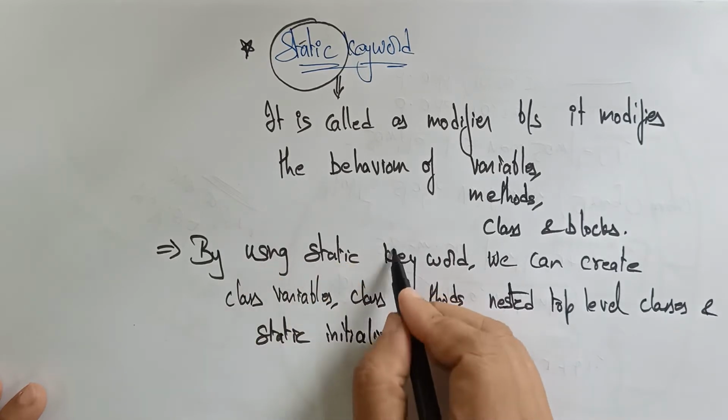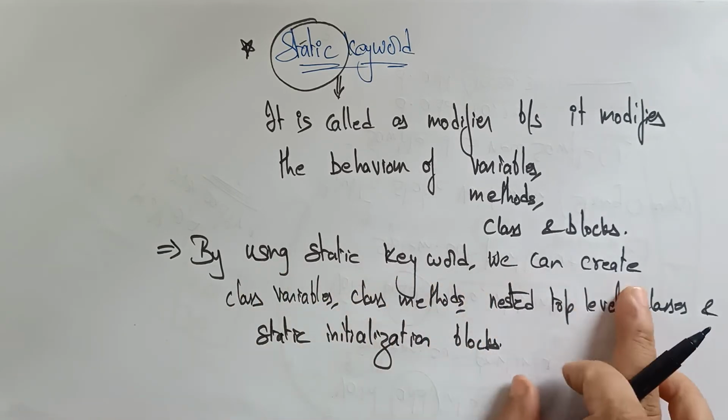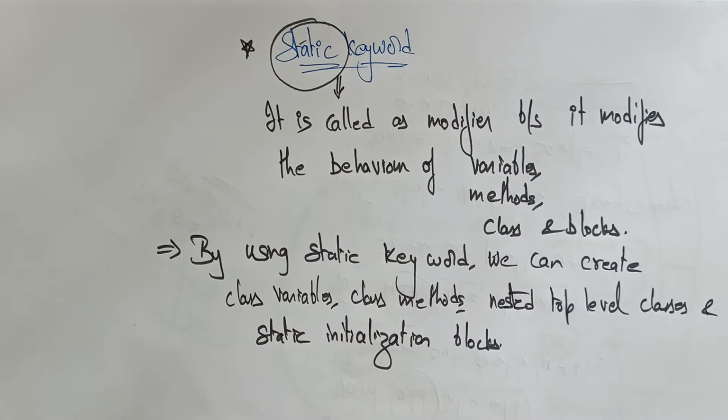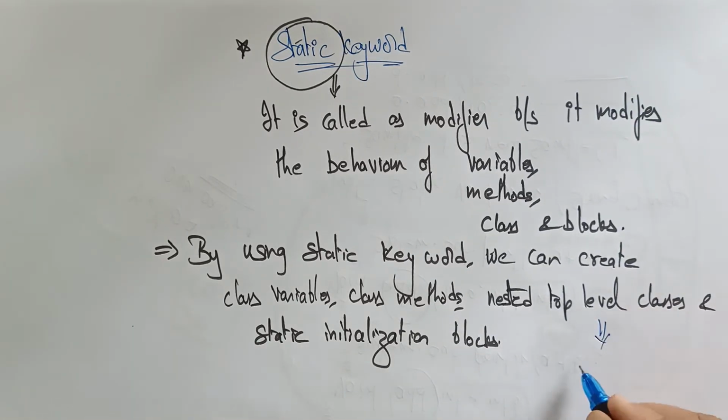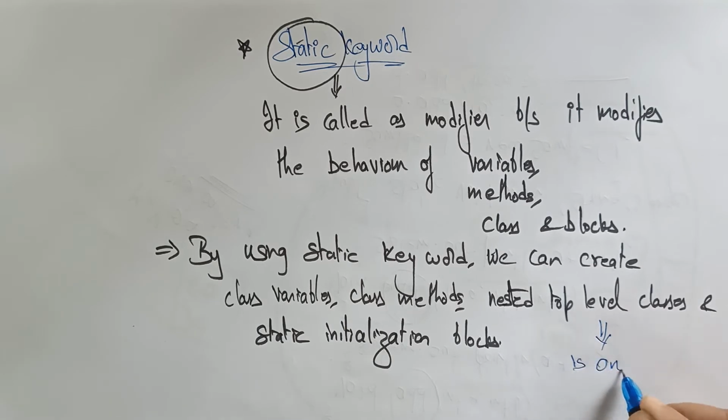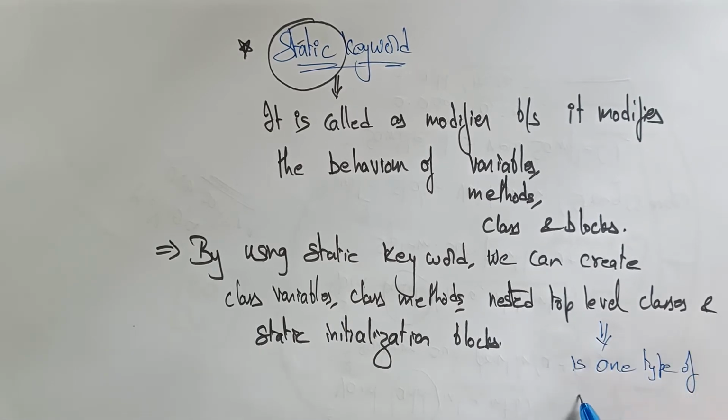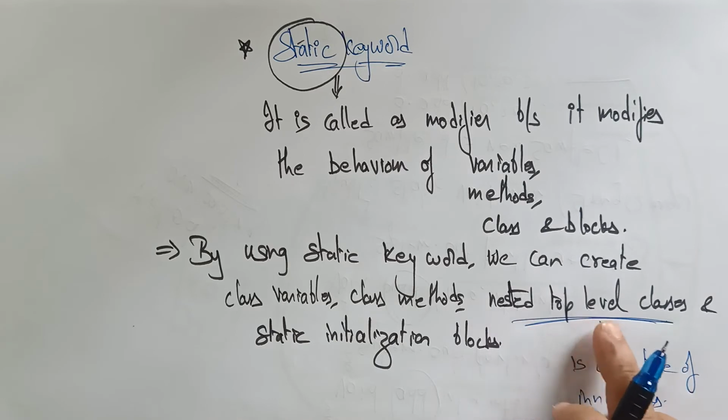So if you use a static keyword, we can create static class variables. Class methods: whenever you mention static, then it is nothing but a class method. Whenever you have mentioned static before a variable, then it is a class variable. And you can also create nested top level classes and static initialization blocks. The nested top level classes, what it means is one type of inner classes. Don't get confused whenever you see these type of words. Nested top level classes means it's one type of inner classes.